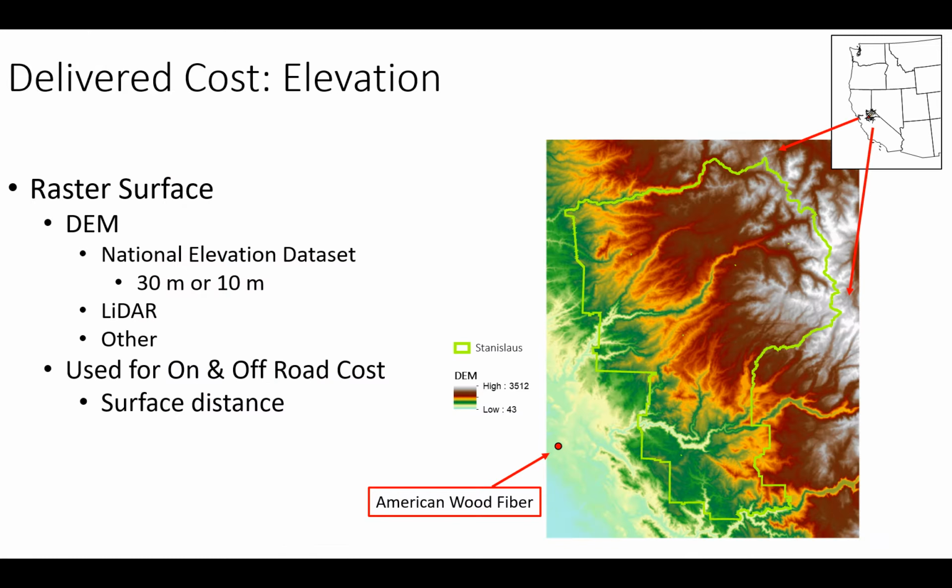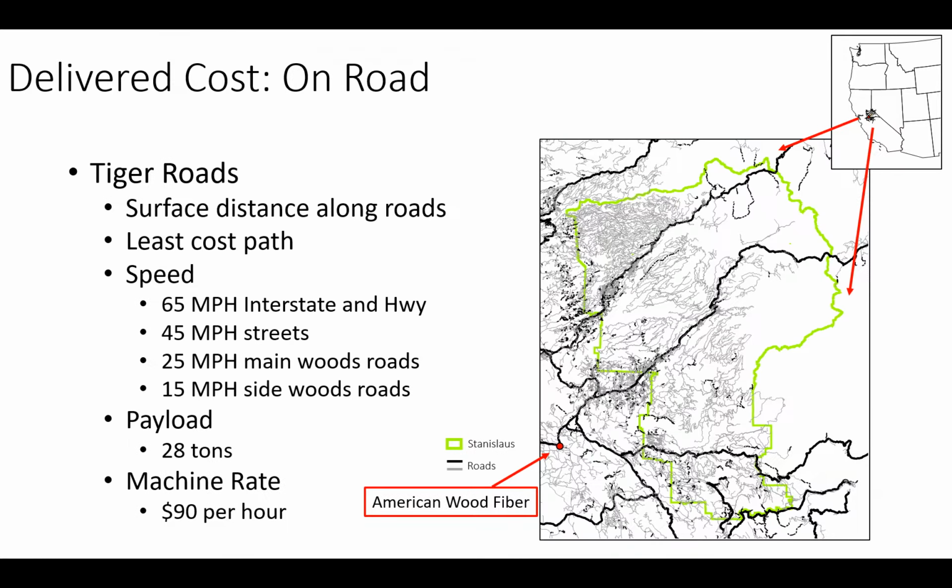And the way this tool works is it uses a digital elevation model to calculate surface distance. In this case, we're using the National Elevation Dataset, but we could use our LiDAR dataset, such as our project, or any other elevational model. And quite specifically, what this focuses in on is on and off-road costs. What is the distance to move material off the road to the nearest road cell, and then along the road to the conversion facility, and the least cost path, meaning the least distance to move that material.